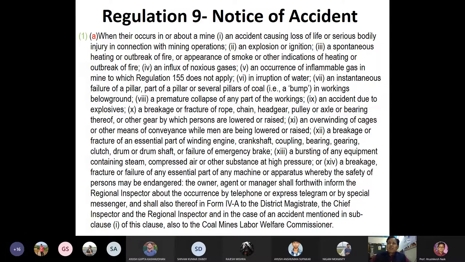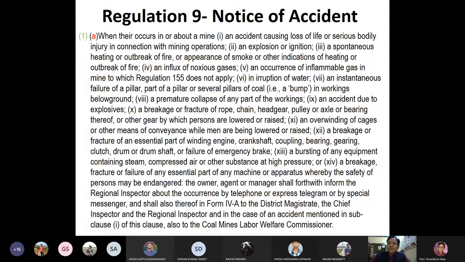Sometimes an overwinding of cages or other means of conveyance while men are being lowered or raised also causes accidents. A breakage or fracture of an essential part of the winding engine, crankshaft, coupling, bearing, gearing, clutch, drum, or drum shaft, or failure of the emergency brake may also cause accidents in the mines.